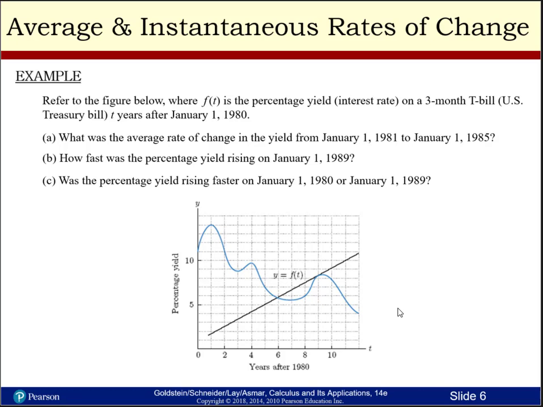What's the average rate of change on this yield from January 1st, 81 to 85? So what is the average rate of change? That's just the slope. So it's the slope of the line where t equals 1 to t equals 5. So we're just going to find that slope. How fast was the percentage yield rising on January 1st, 89? That's going to be a derivative. And then C is asking me, was the percentage yield rising faster on January 1st, 1980 or January 1st, 1989? I'll just compare the slopes of the tangent lines.